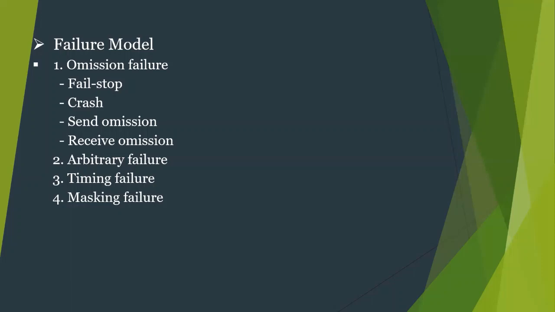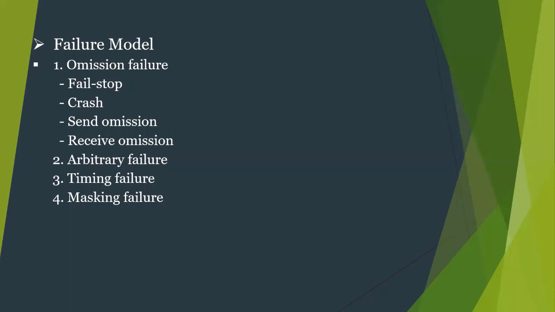What is send omission? The process completes a send, but the message is not put in its outgoing message buffer. What is receive omission? The message is put in the process's incoming buffer, but that process does not receive it. And another one is channel omission. What is this? A message inserted in the outgoing message buffer never arrives at the other end's incoming message buffer. So these are the different classes of omission failures.